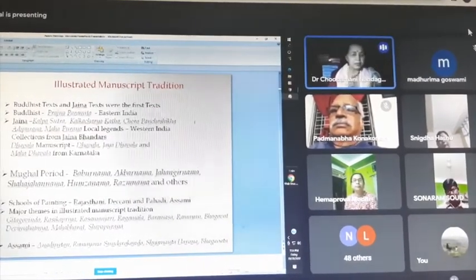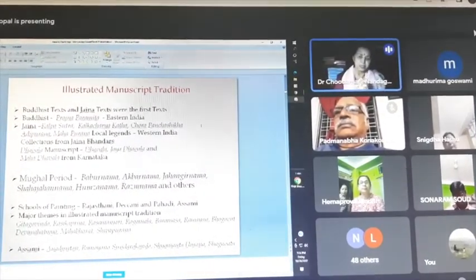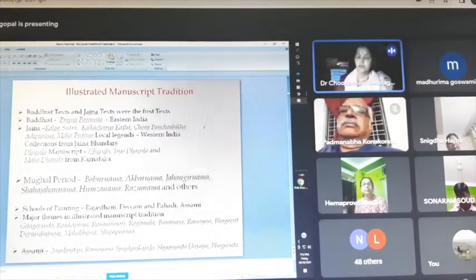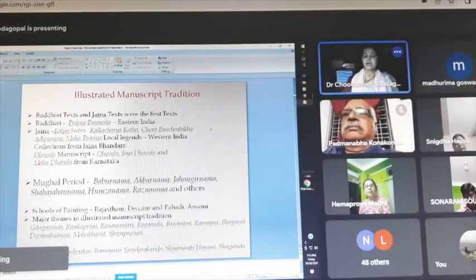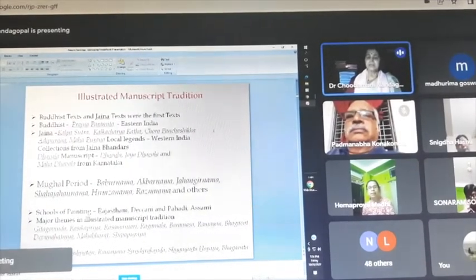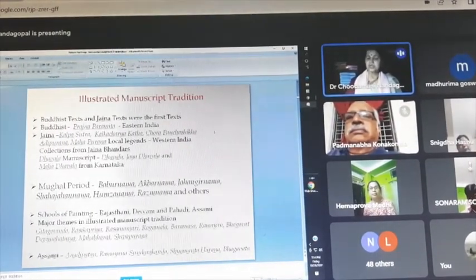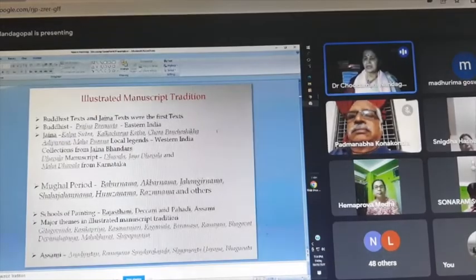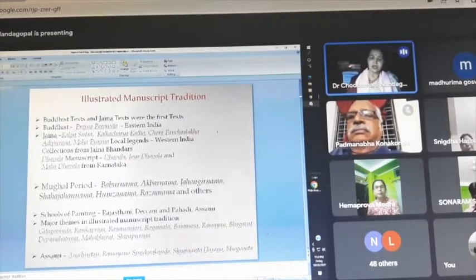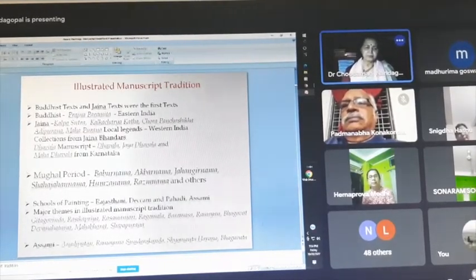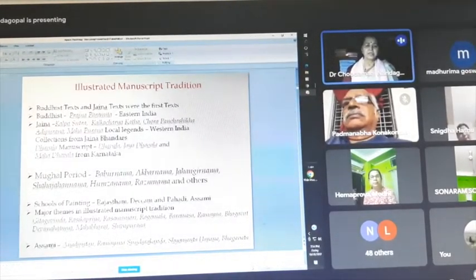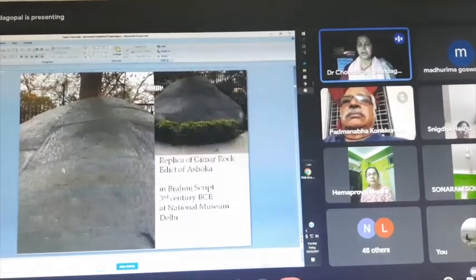You have to go and see in various museums the collection of these painted folios. And then we have Adipatan, Ramayana, Sundarakanda, Shamantaharana, Bhagavata. These were all illustrated in Assam. So I'll go quickly.